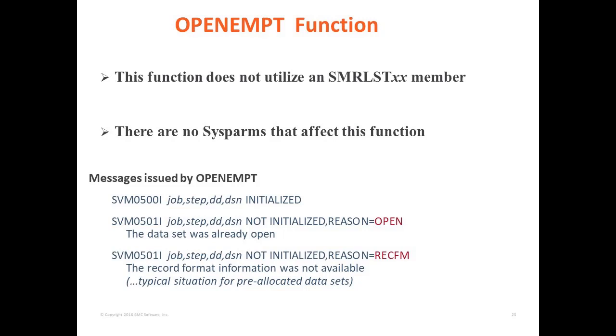OPENEMPT is a function that fits this criteria. You either have the function close the file properly or you do not. The function also does not have any global system parms. The message ID will be one of two messages, SVM0500I if successful, or SVM0501I if unsuccessful.